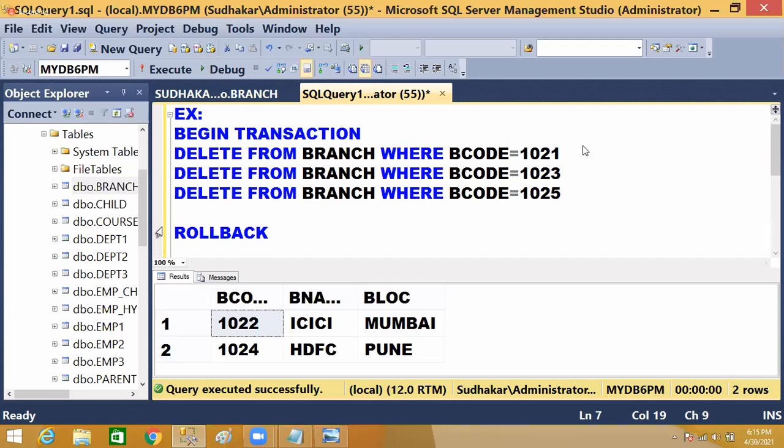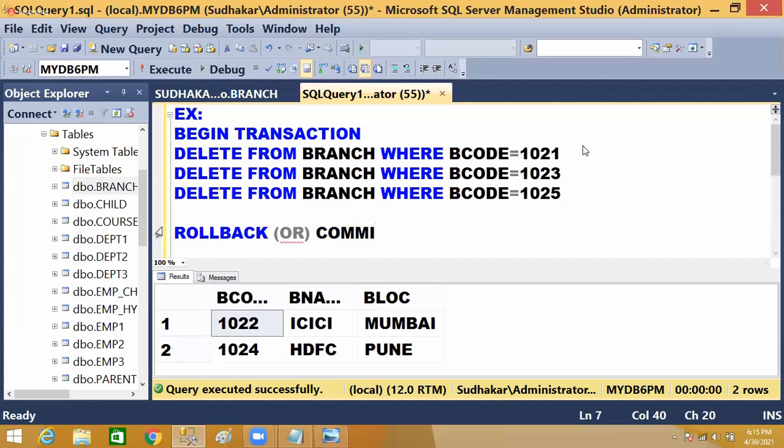So it means, guys, what was happening is that either all records are committed or else all records are rolled back. If you do commit, all are committed. If you do rollback, all are rolled back. So any one of them is going to happen.